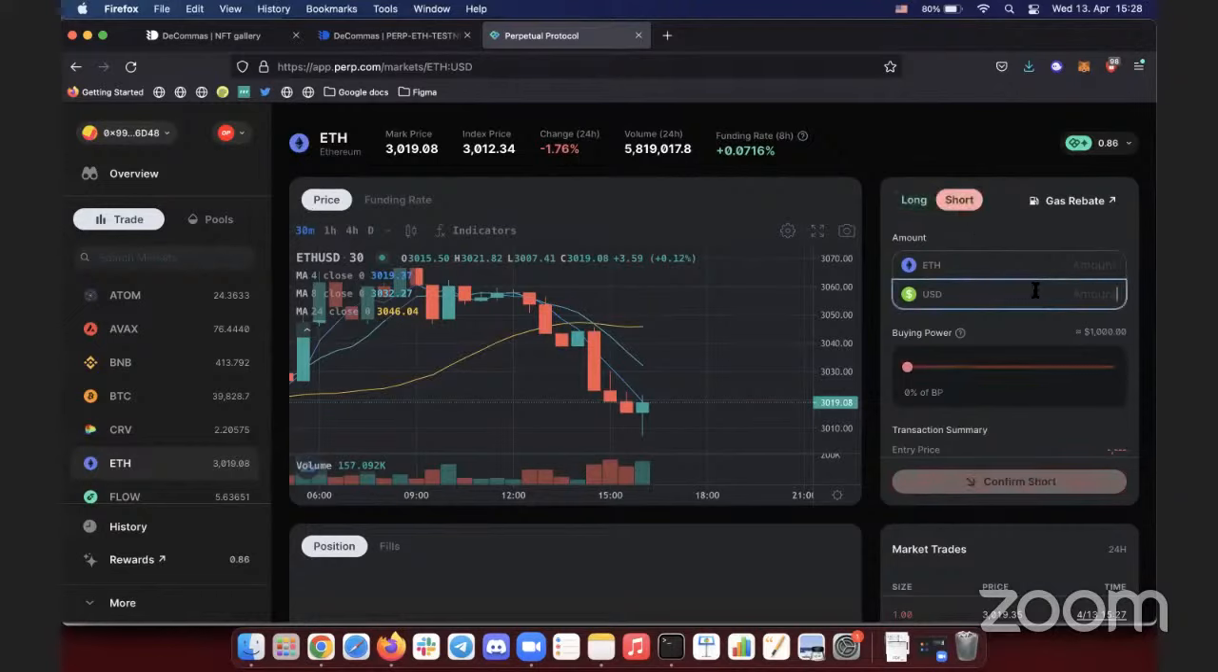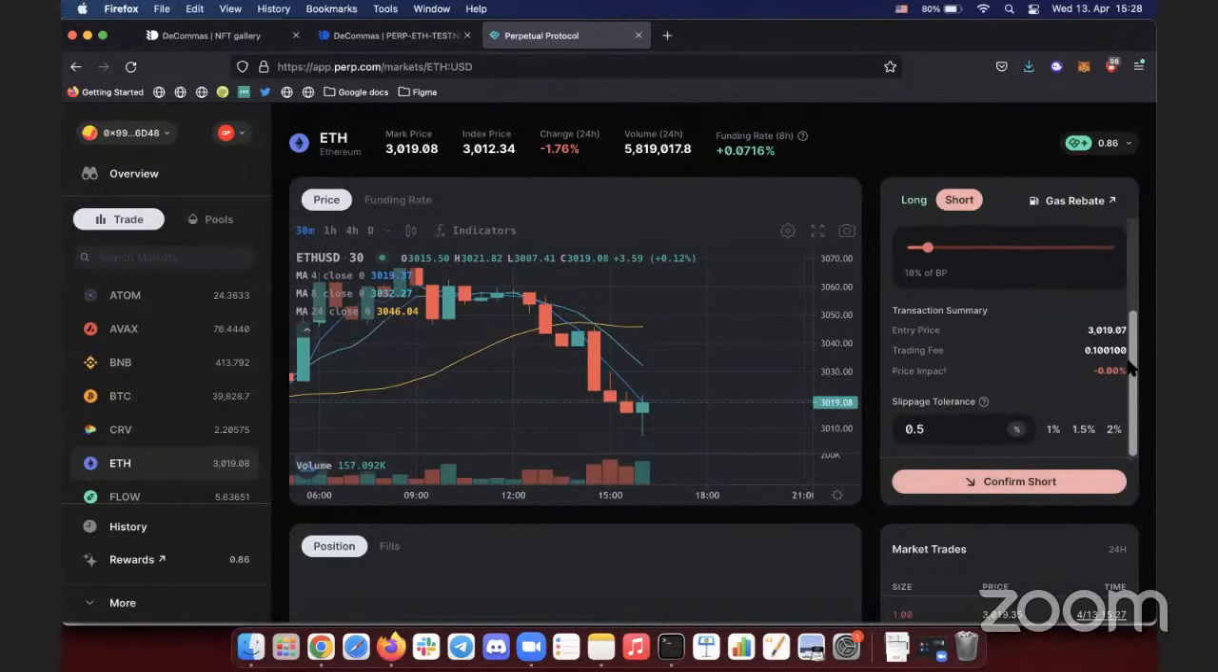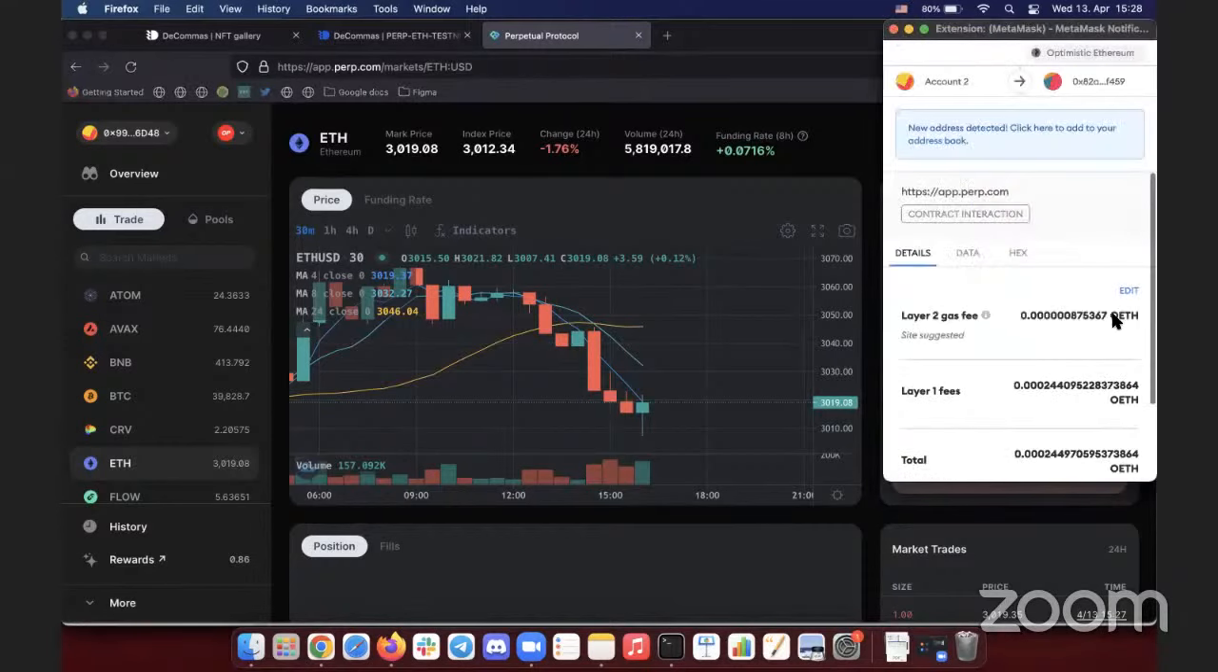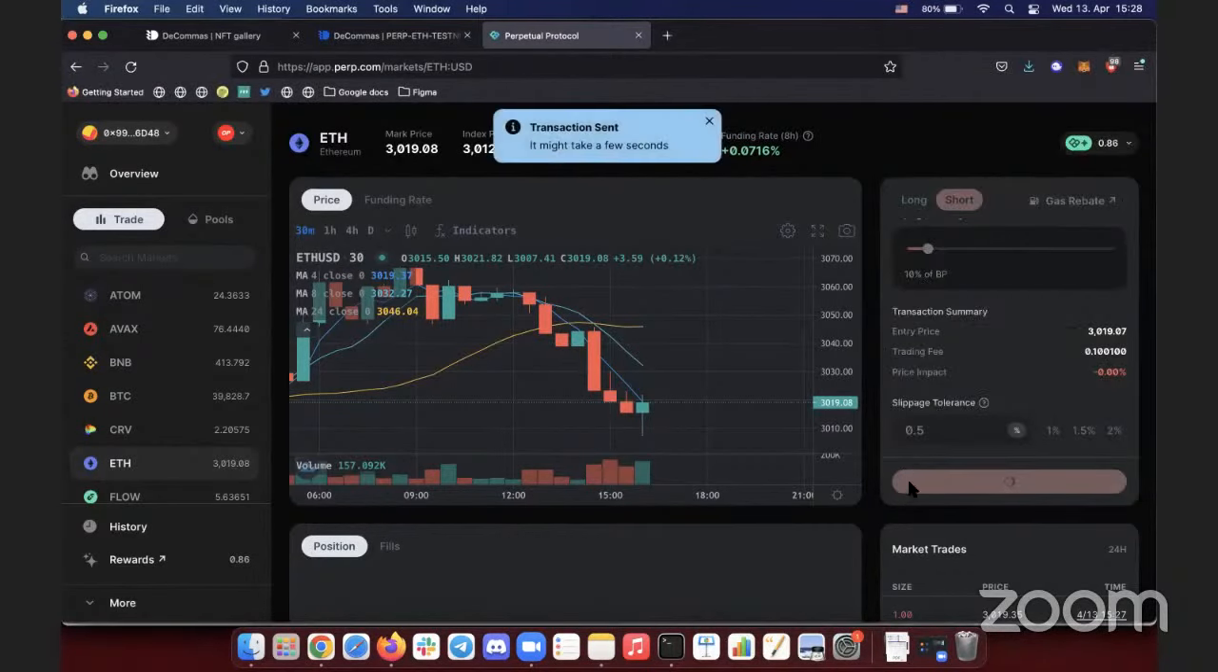And then you would short with the same size. I don't have much on that wallet, let's say $100. So my entry price is 319. I will confirm the short. Not sure I'm going to do that right now, but yeah, let's do that. Transaction sent beautifully. I like the new interface of Perp. Props to the Perp team for that.